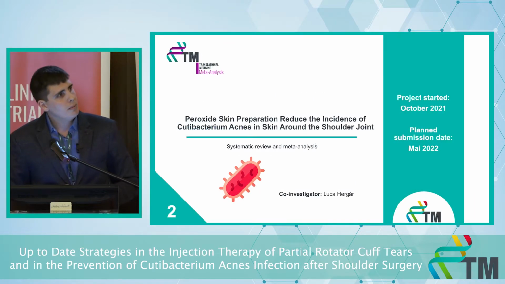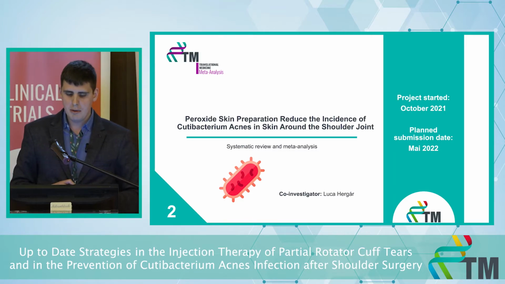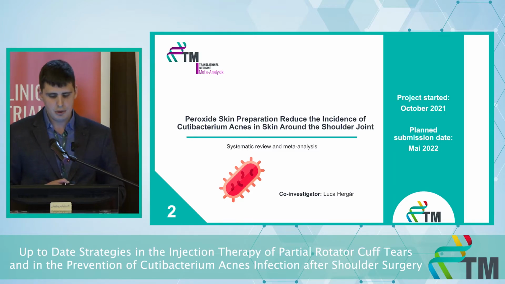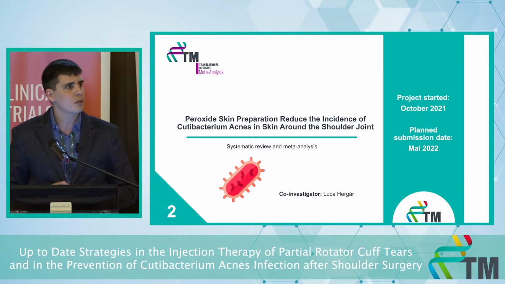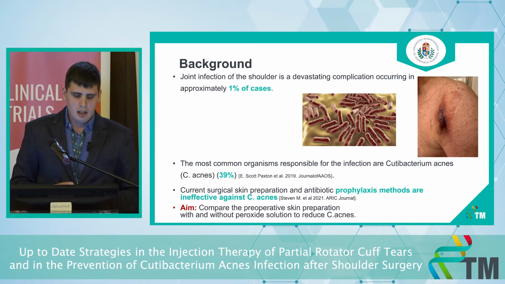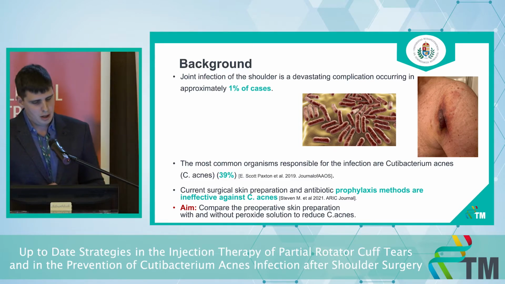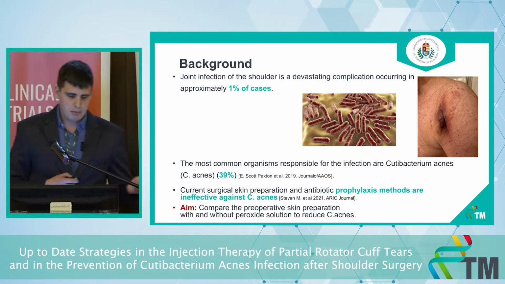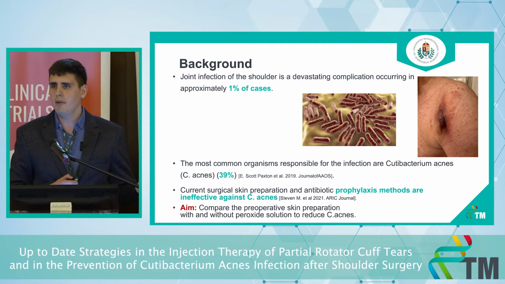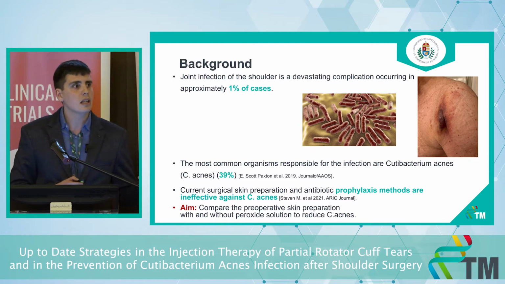I would like to talk about our second issue: does peroxide skin preparation reduce the incidence of Cutibacterium acnes in the skin around the shoulder joint? After shoulder surgery, in about 1% some kind of inflammation or infection complication occurs, and the most common organism is C. acnes. C. acnes is a gram-positive anaerobic bacterium which lives in the sebaceous glands.